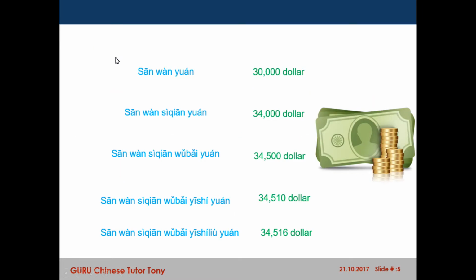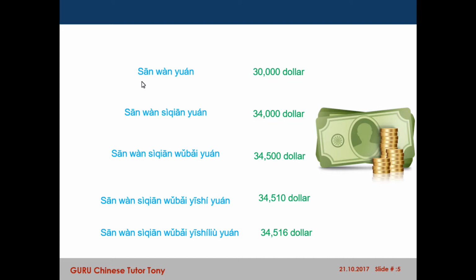Okay, let's look at more examples. How to say 30,000? Do you get it? 3万. We say 10,000 is 万, so you can see the 4 zeros, 1, 2, 3, 4. So it's 3万.